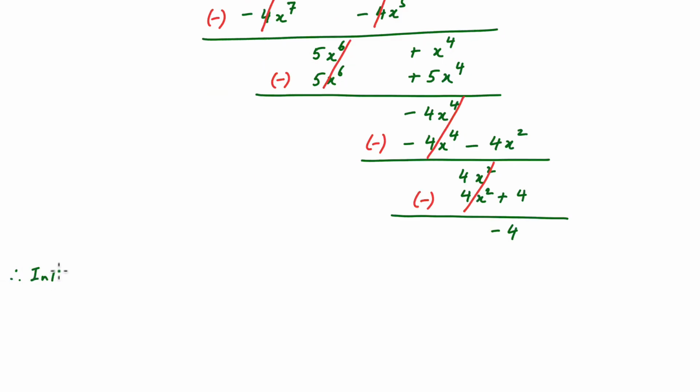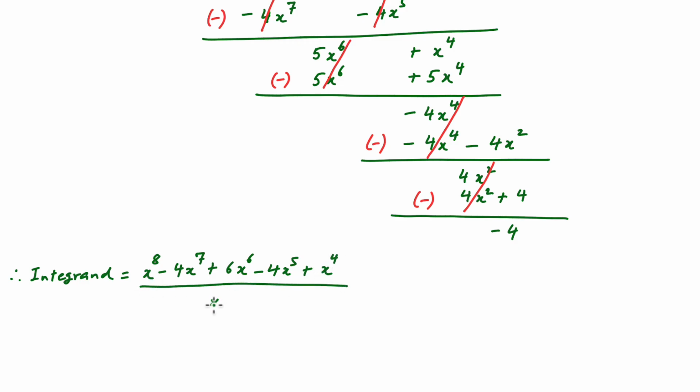Therefore, the integrand, which is equal to x raised to the power 8 minus 4 times x raised to the power 7 plus 6 times x raised to the power 6 minus 4 times x raised to the power 5 plus x raised to the power 4 divided by x square plus 1, simplifies to x raised to the power 6 minus 4 times x raised to the power 5 plus 5 times x raised to the power 4 minus 4x square plus 4, plus the remainder of the division process, which is minus 4 divided by x squared plus 1.